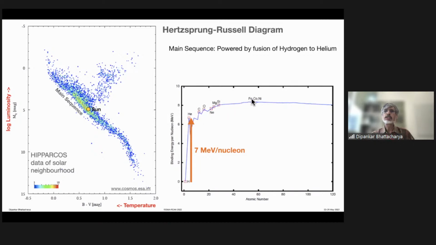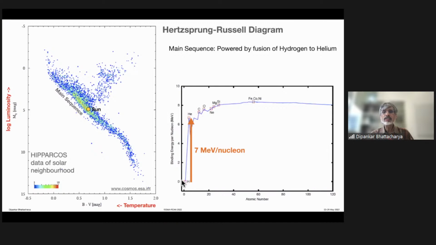So fusion can proceed up to iron peak elements. And you will proceed in these stages from hydrogen to helium, helium to carbon, carbon to oxygen, oxygen to neon, magnesium, silicon, and then to iron peak nuclei. But as you can see, the amount of energy released per nucleon keeps going down with each step.